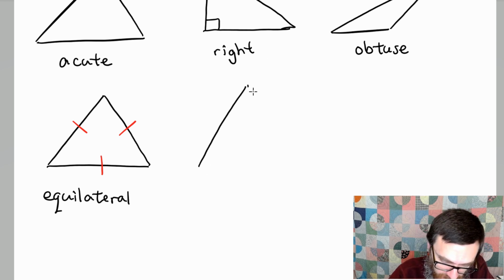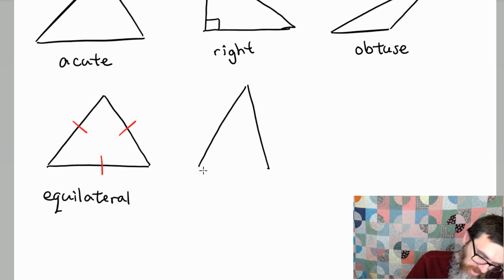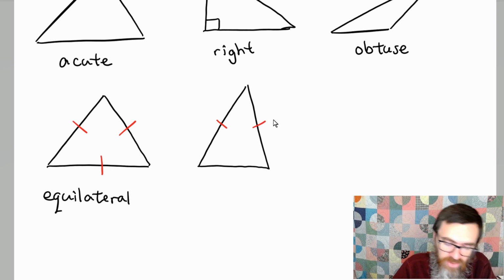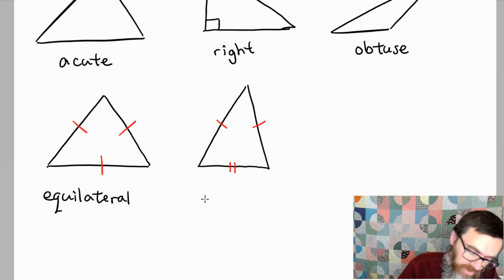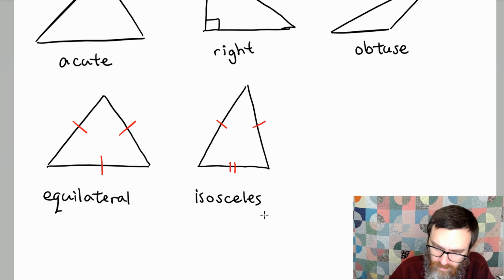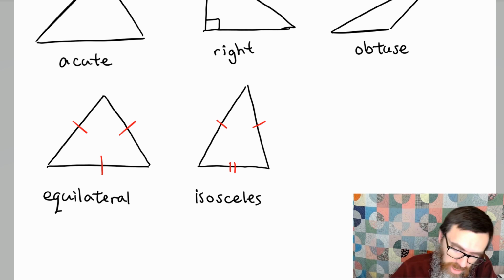And then you have something like this, where they aren't all the same, but you have exactly two sides that are the same. And the third side is going to be something different. If this is the case, this is called an isosceles triangle. A lot of neat properties kind of come out from that, but we'll get to that later.